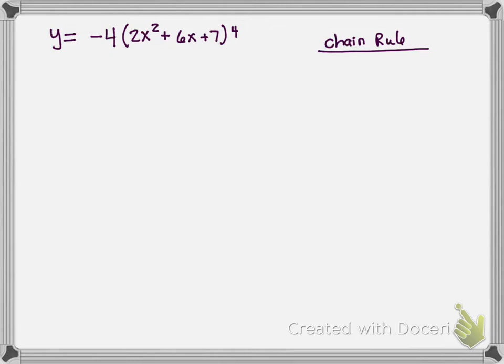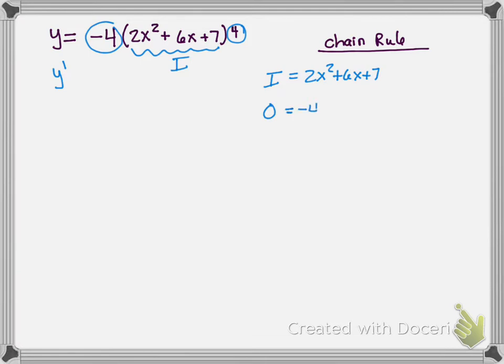So here's an example of a chain rule problem. If you were given a composite function which has this inner function and then an outer function composed of -4 times the inner to the fourth power, we could write this as: the inner function is 2x squared plus 6x plus 7. The outer function is -4 times whatever the inner was to the fourth power.